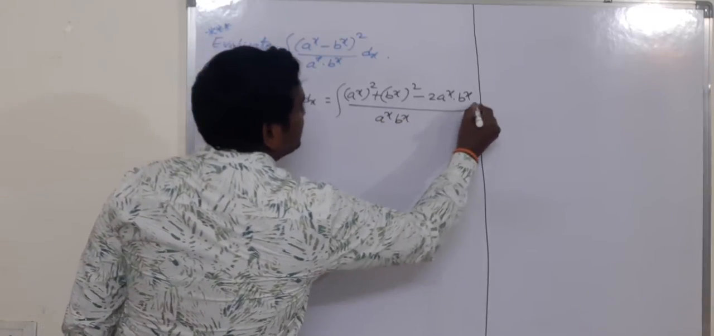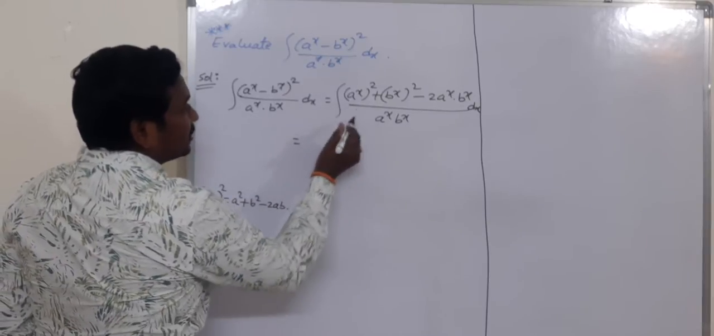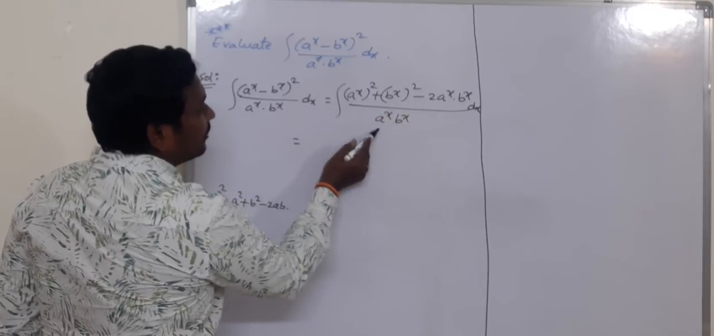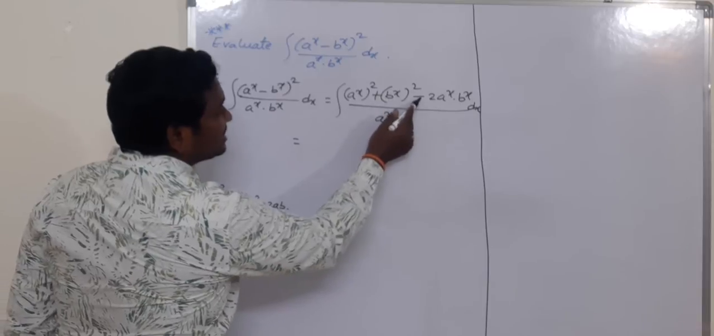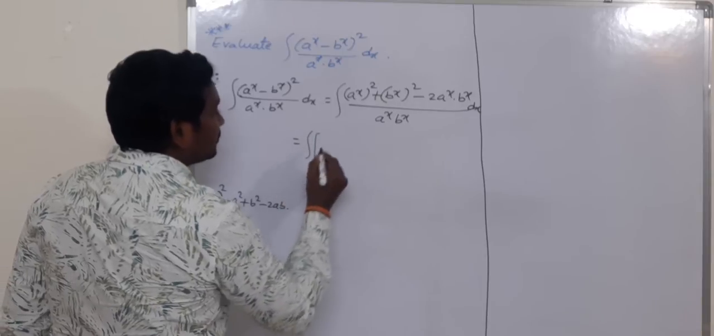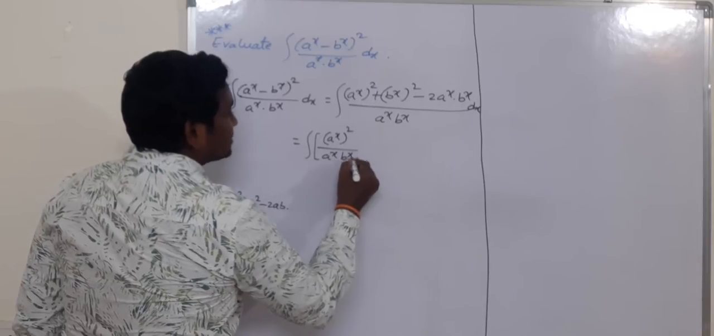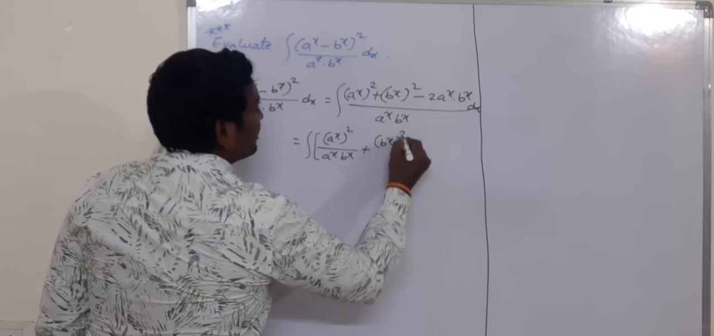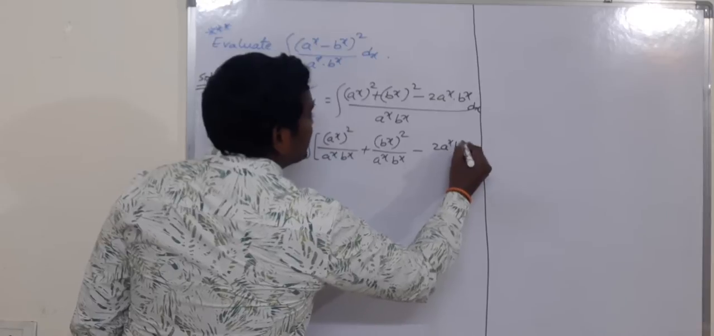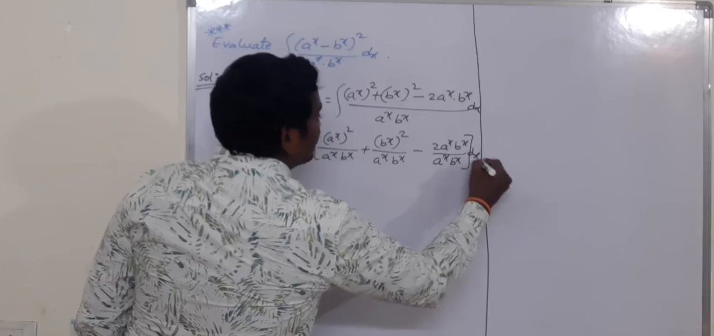Now split the terms. In the numerator we have three terms: first term, second term, third term. So first term by denominator plus second term by denominator minus third term by denominator. So you will get the integration of (a^x) whole square by a^x b^x plus (b^x) whole square by a^x b^x minus 2 a^x b^x by a^x into b^x, whole dx. Okay.